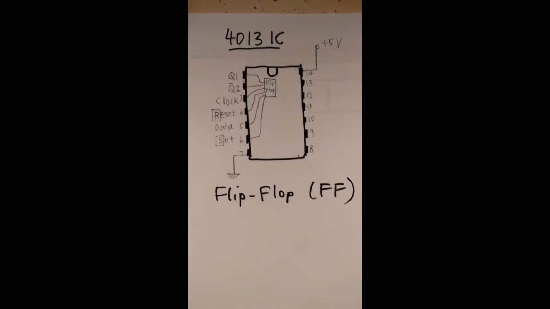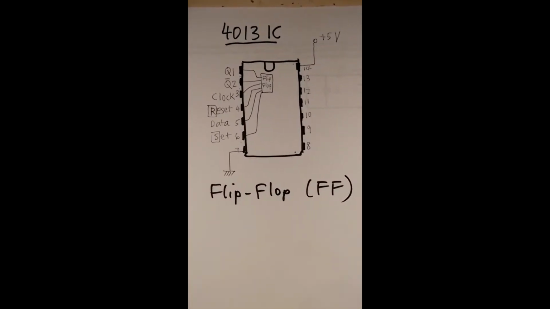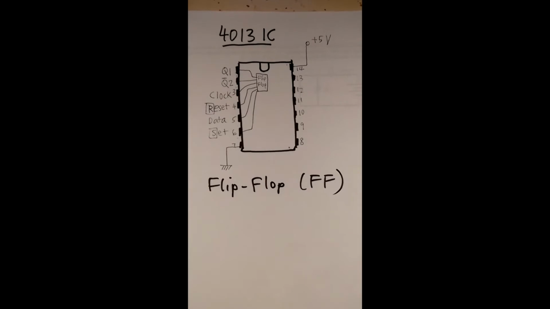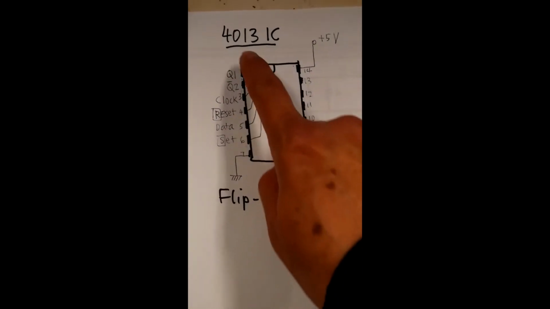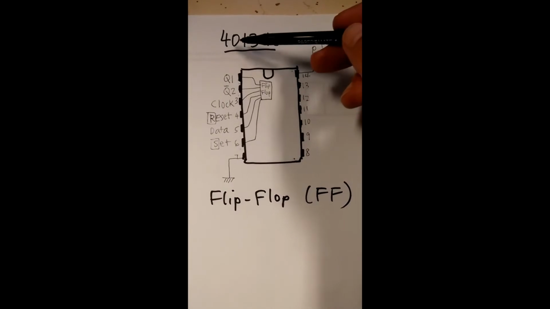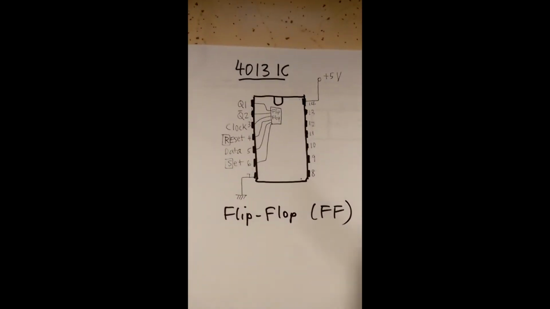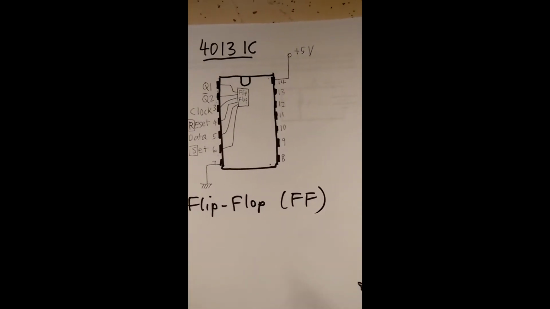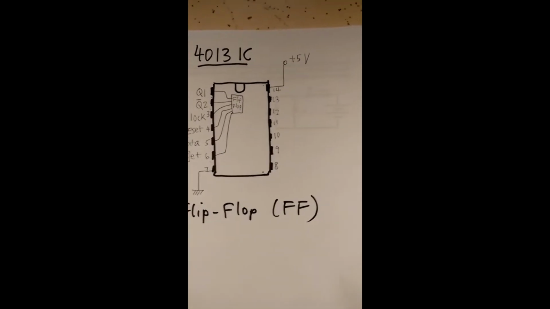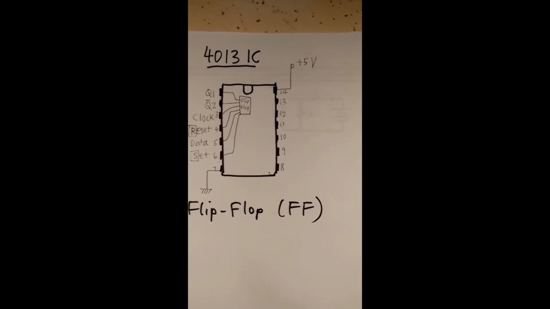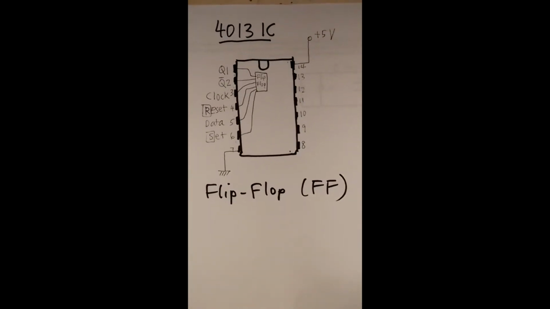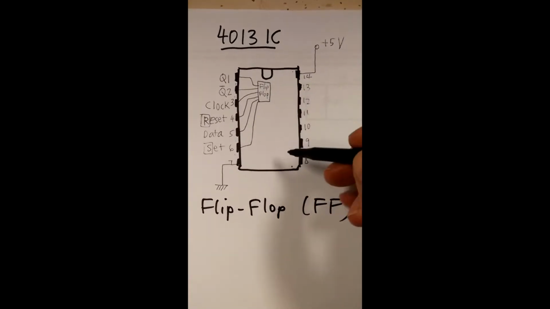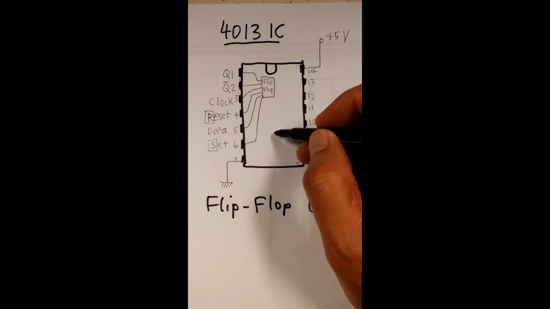Okay, the next part B, divided by 2 flip-flop. So we are using this 4013 IC as a flip-flop circuit. So flip-flop is the basic counting unit for electronic circuitry. And the IC we use, 4013, has actually two flip-flops in this case, or FF.